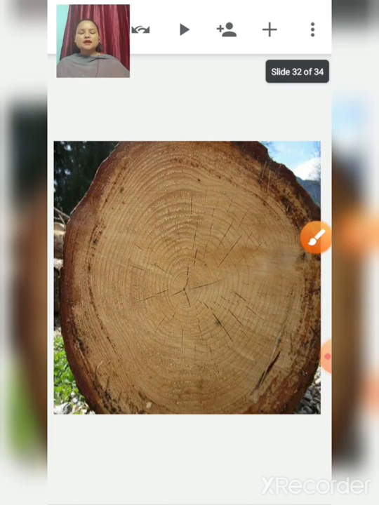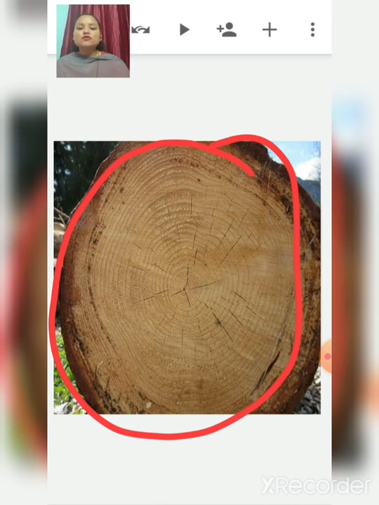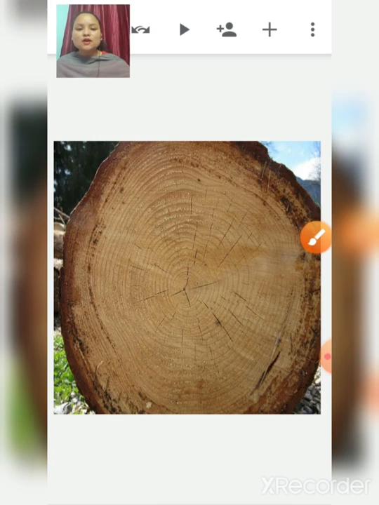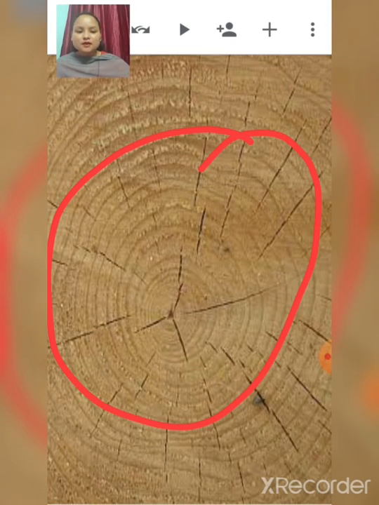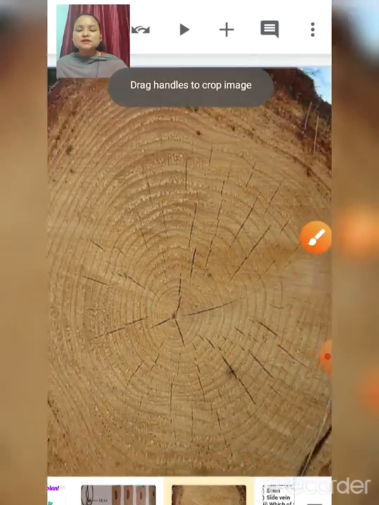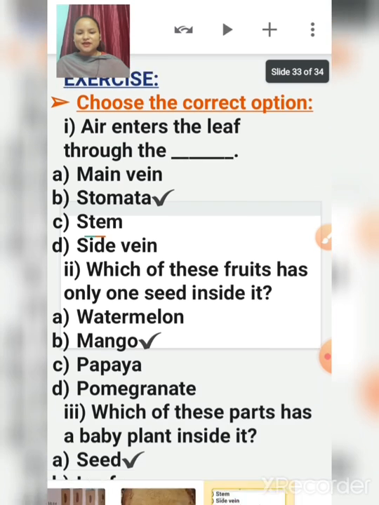Now let's see the fun fact. Do you know this fun fact, children, that you can find out the age of a tree? How do you know how old a tree is? See children, every year a layer of wood is added to the trunk, and because of that, rings are formed in the trunk. Here you can see small rings are there, right? Counting these rings, you can find out the age of the tree.